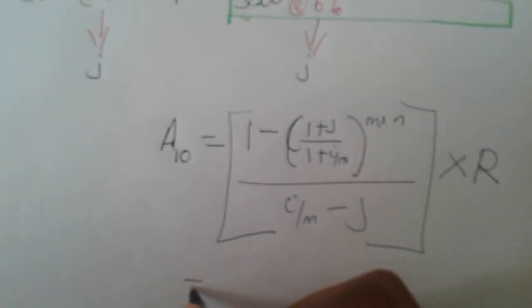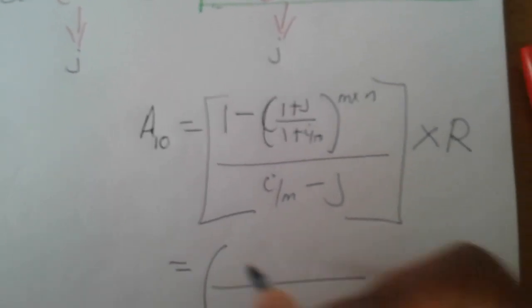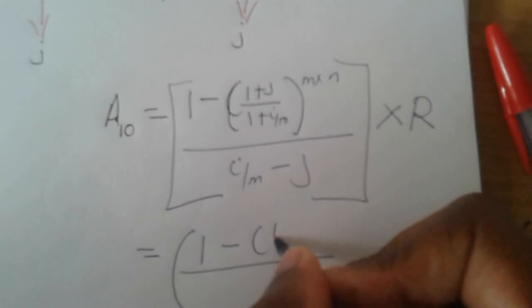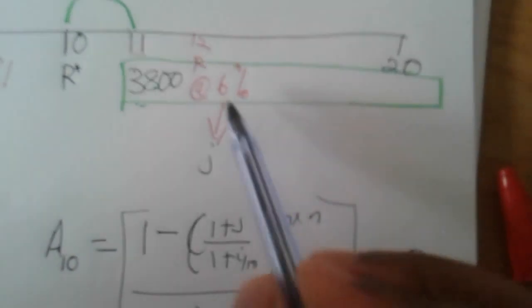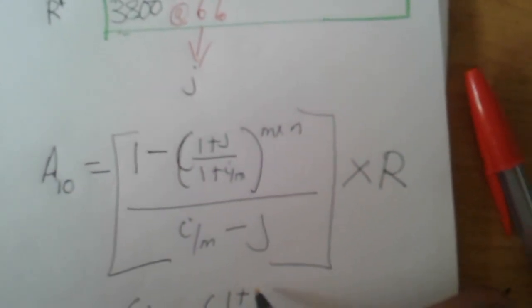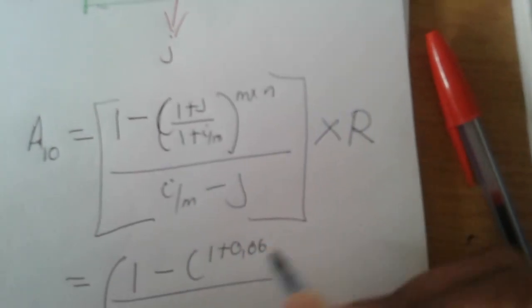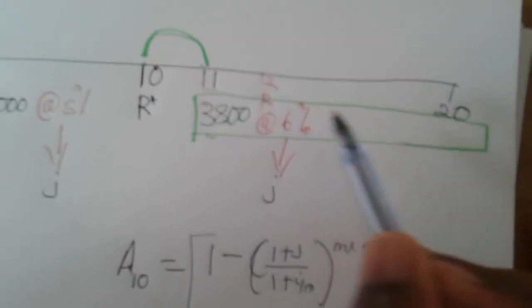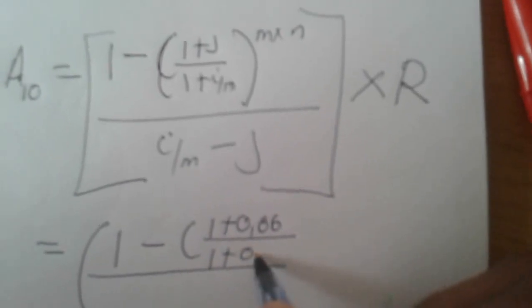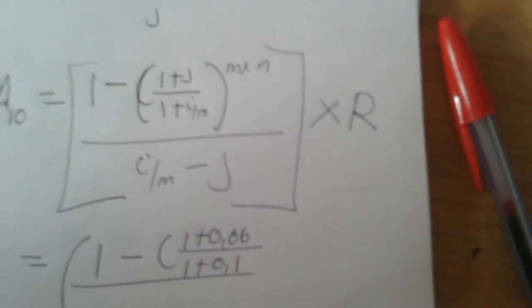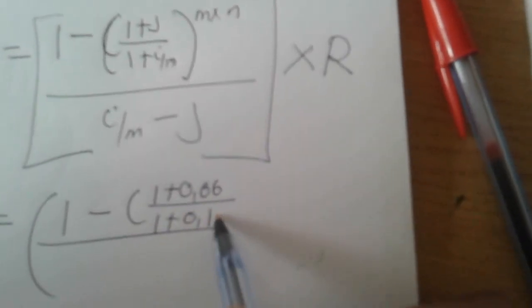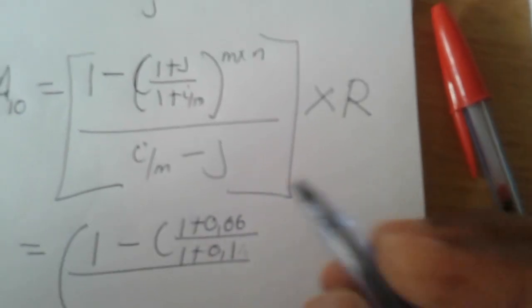So let's now put figures here. Okay, so we go 1 minus (1 plus, what is our j? 6%. But you must now put it as a decimal, 0.06) divided by, what is our i? Our i is 10% per annum, right? So it's 1 plus 0.1. Now remember, if it was compounded quarterly, you would divide by 4. Yes, but for us it's compounded annually, so we just leave it as 1 plus 0.1.